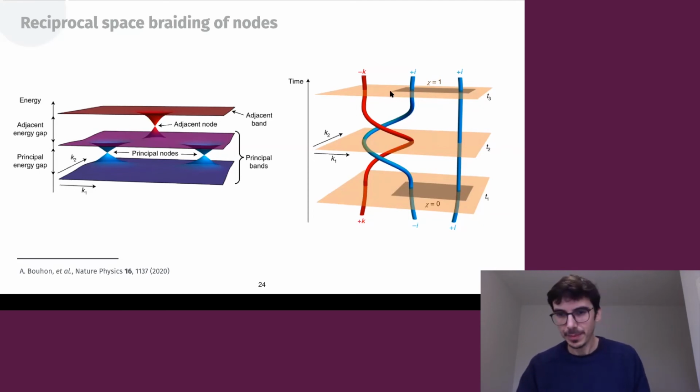This is an extremely fast summary of these ideas, and it doesn't really matter what the details are. All that matters is that some of this physics appears in these types of three-band models, and we think that some of it could be really interesting for things like non-abelian braiding.